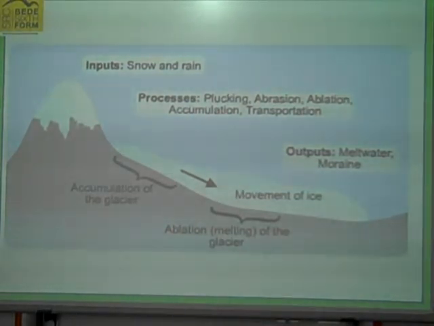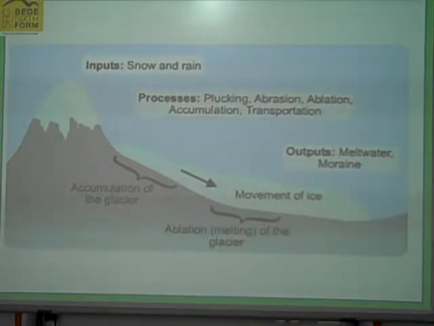Going on to the glacial system. The inputs into the glacial system tend to be in the form of snow and rain. It can also include rockfall. Therefore, the inputs are more likely to increase during winter months or at higher altitudes. This leads to accumulation within the glacier.